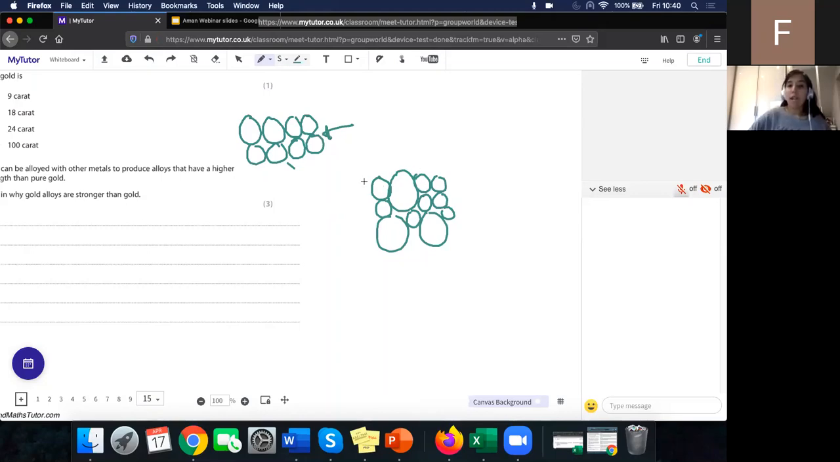Remember, not every atom is the same size. So if we disrupt our pure metal, for example our gold, with some other element, they could be bigger or they could be smaller. That means that these layers cannot slide over one another. Remember, these are cations, positive ions, and they can't slide over one another if they're not in a regular structure. So alloys tend to be harder because the layers cannot slide over one another.